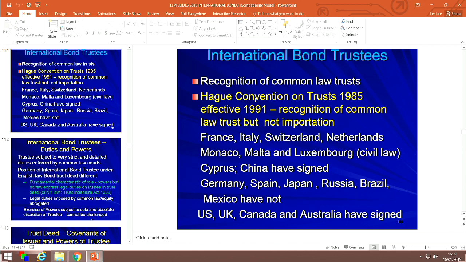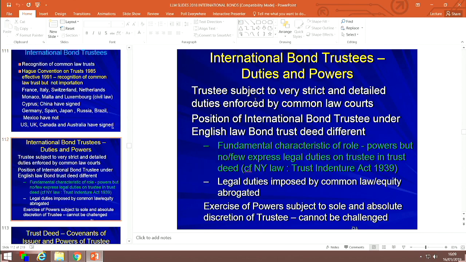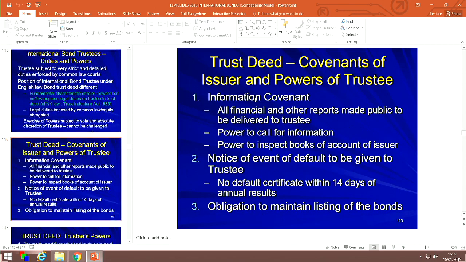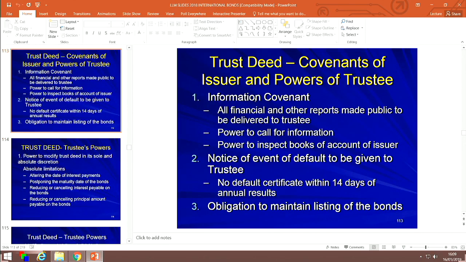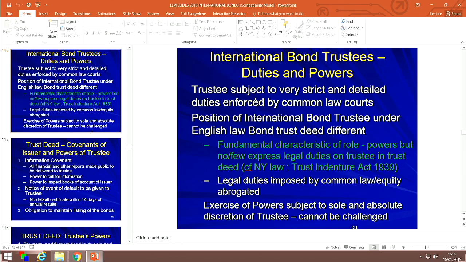Okay, I'll come to the trustee's fiduciary position very shortly. You can hang on. What I want to do next is to look at a trustee's duties and powers, and I'll talk about what you want to discuss in that context.